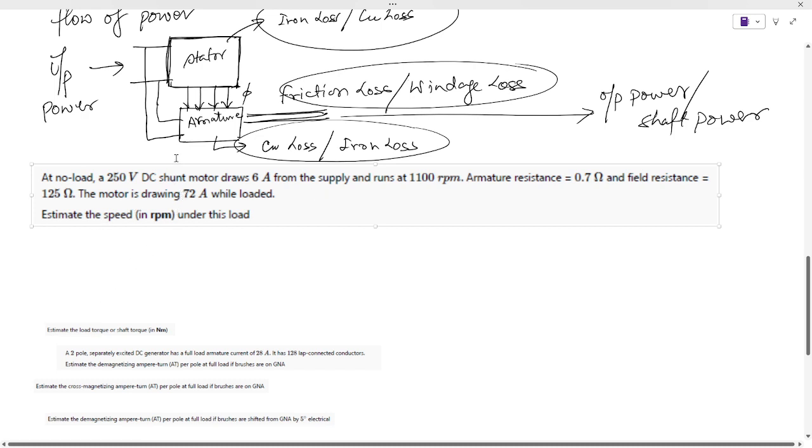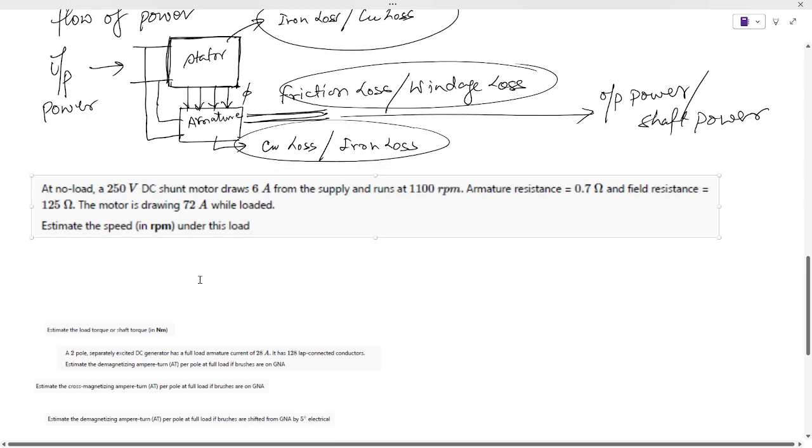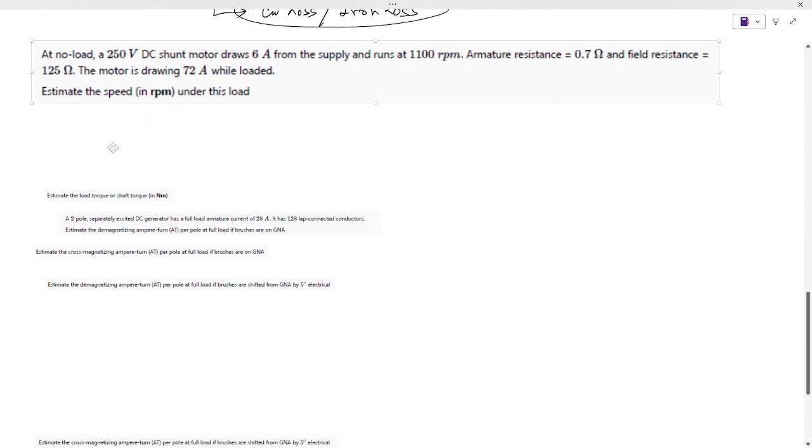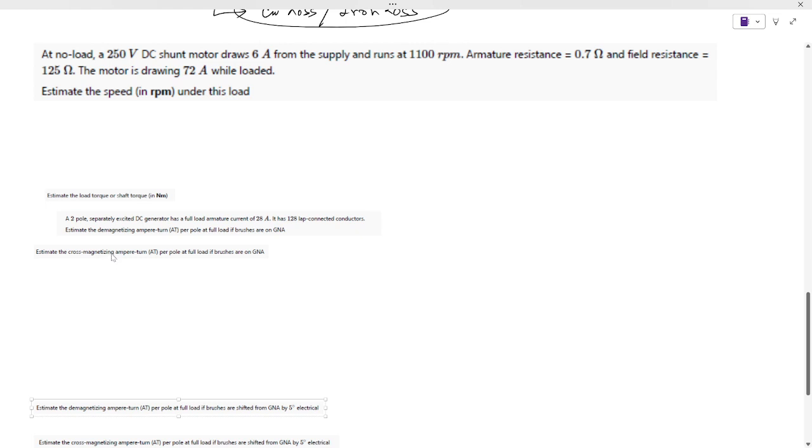Now they have given a no load 250 volt DC shunt motor that draws 6 ampere from the supply and runs at 1100 rpm. Armature resistance is 0.7 ohm. Field resistance is 125 ohm. The motor is drawing 72 ampere while loaded. So they are asking estimate the speed in rpm under this load.